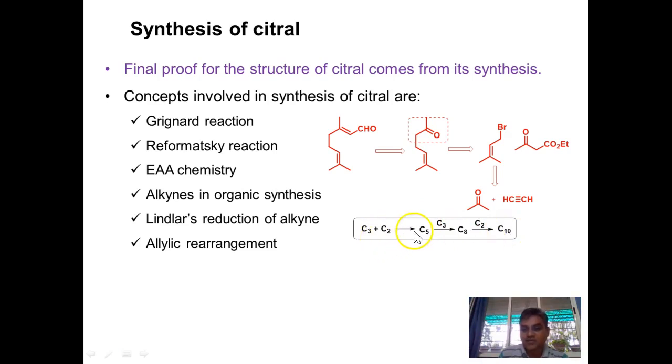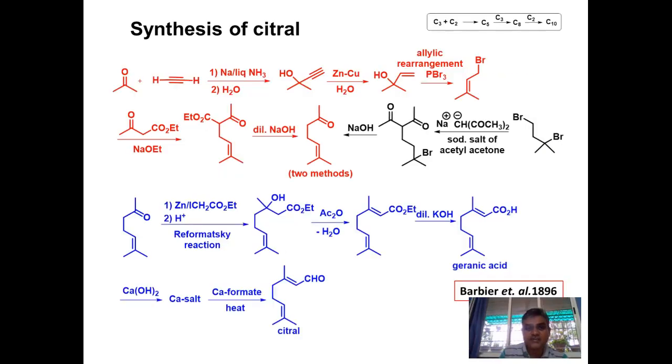So the carbon-carbon bond forming reactions are involved here at one stage, second stage, and the third stage. There are three stages where the carbon-carbon bond forming reactions are involved, and they are mostly due to the ethyl acetoacetate chemistry, alkynes, as well as the Grignard reactions. So with this discussion, let us see how this actual synthesis occurs.